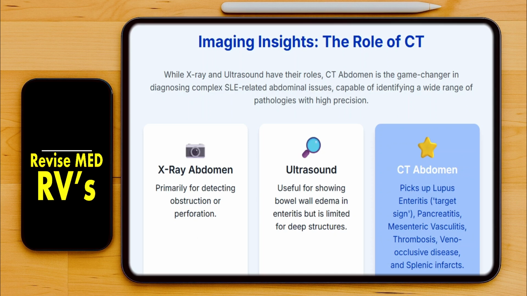In CT abdomen, you can see a target sign, and in case of pancreatitis, both for diagnosis as well as for risk stratification. And in case of mesenteric vasculitis, you can see the comb sign. And in case of thrombosis and Budd-Chiari syndrome, also you will get an idea in CT abdomen. Even multiple infarcts such as splenic infarct can also be seen in CT abdomen.